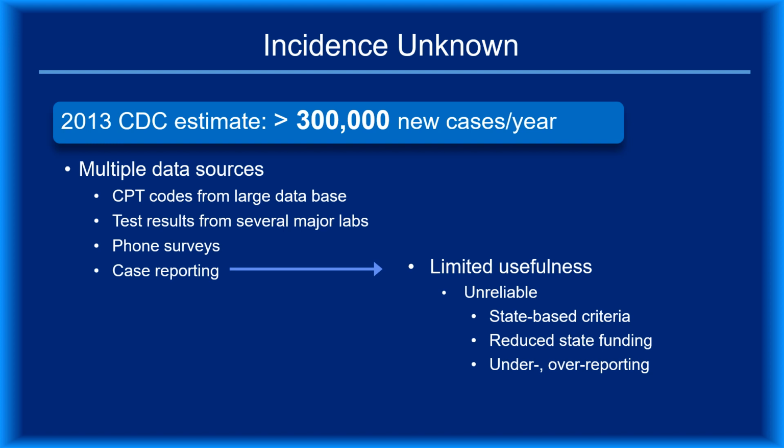Combining data from CPT databases, large diagnostic labs, randomized phone surveys, and surveillance case reports, the CDC estimates that more than 300,000 new cases of Lyme disease occur annually in the U.S. This value is 10 times higher than what is reported through the surveillance system. Considering the inherent weaknesses of the reporting system, the difference isn't particularly surprising.